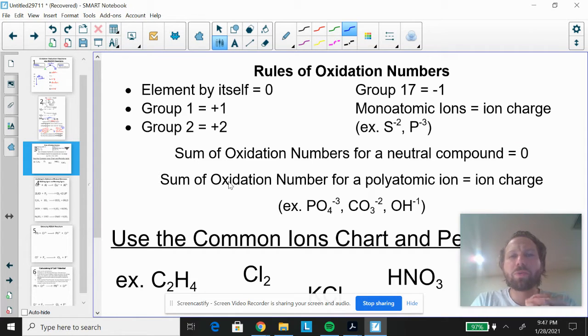So we're going to go over the rules for oxidation numbers. Up to this point we've been calling them charges, but we're going to switch over to oxidation numbers. And this is important because these oxidation numbers help to know what is being reduced and what's being oxidized.